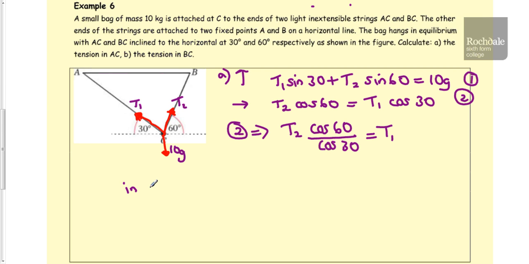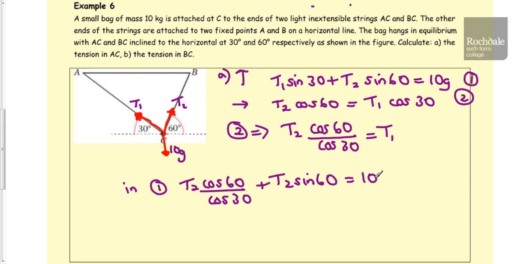If I now sub that into the first equation, where the T1 is, I'm going to put this expression here. So that's T2 cos 60 over cos 30. The second part of that equation is already in terms of T2, and that's equal to 10g, which is 10 times 9.8.